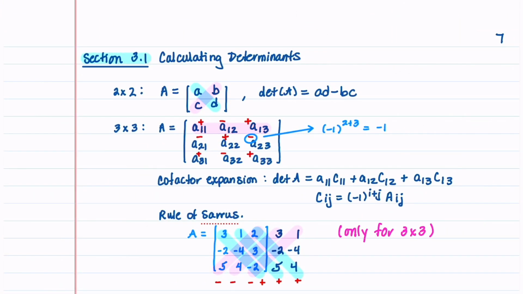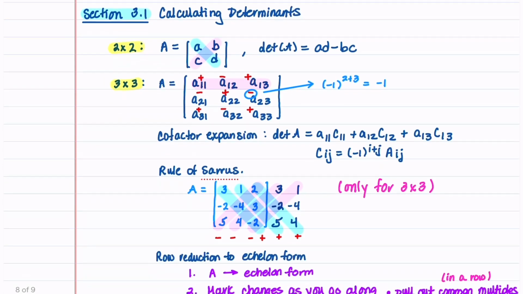Section 3.1 was on calculating determinants, and we looked at formulas for calculating 2x2 and 3x3 determinants.